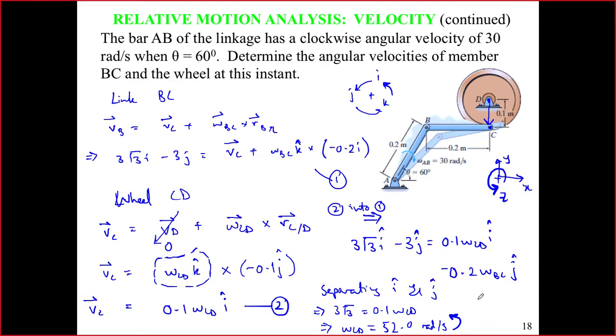Okay. So isi tarah for the j component, I can see that we have 3 is equals to 0.2 omega bc. So omega bc turns out to be 15.